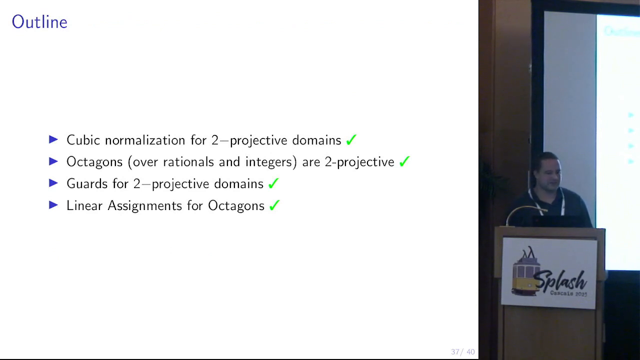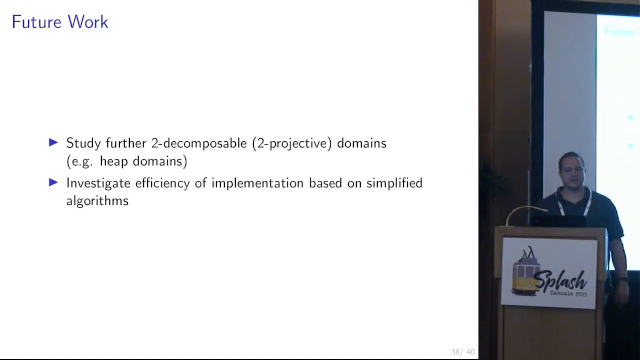So then we have also provided some insights here on the linear assignments for octagons. So the question is, what remains there to be done? And in the future, we would like to study further these two decomposable and two projective domains. So for example, we are now considering whether one can extend them beyond numerical domains and maybe consider domains to talk about heap properties. And the other thing that still remains to be done, we have not actually implemented this yet, or we have a small prototype, but we have not implemented it in a huge code base yet.